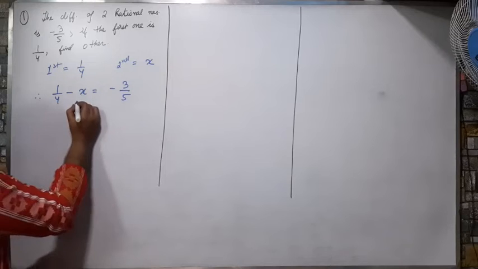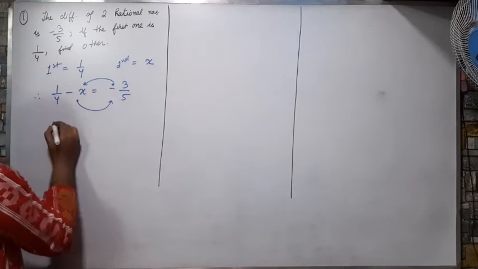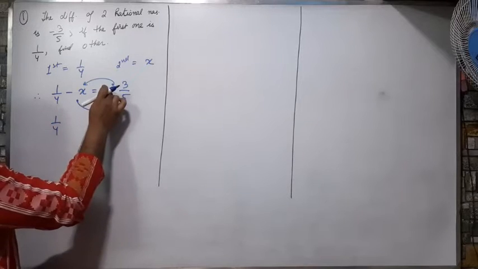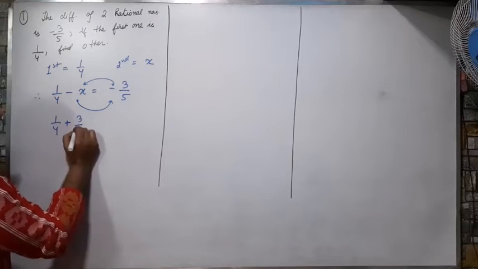What will I do? I will carry this x to this side and minus 3 by 5 to this side. It will be 1 by 4. When the minus is shifted to this side, it will become plus 3 by 5.